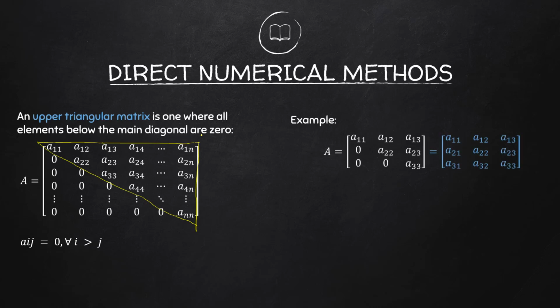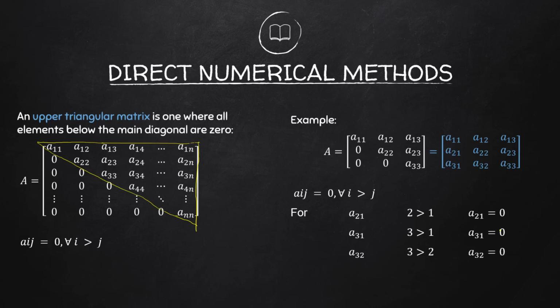Using this example, for A21, 2 is greater than 1, or i is greater than j, we can check here that it is also 0. It satisfied this condition. For A31, it also satisfied the condition, and also for A32. So we have here an upper triangular matrix.